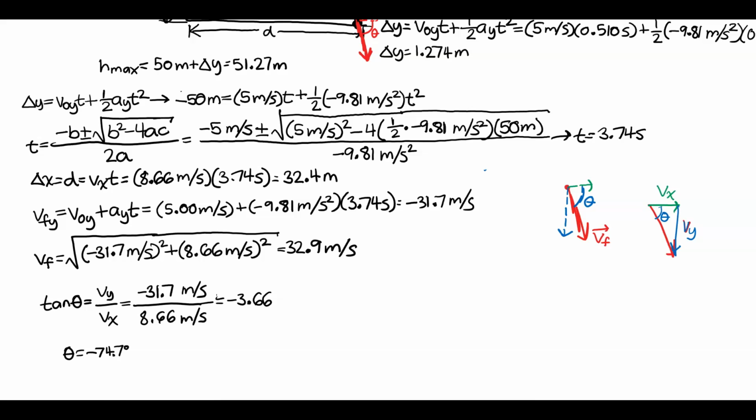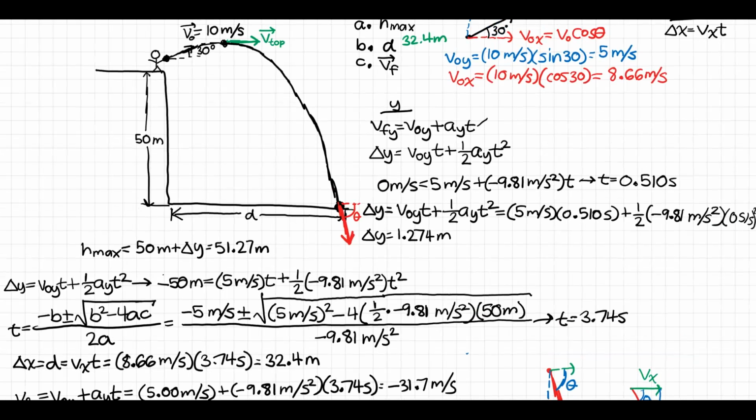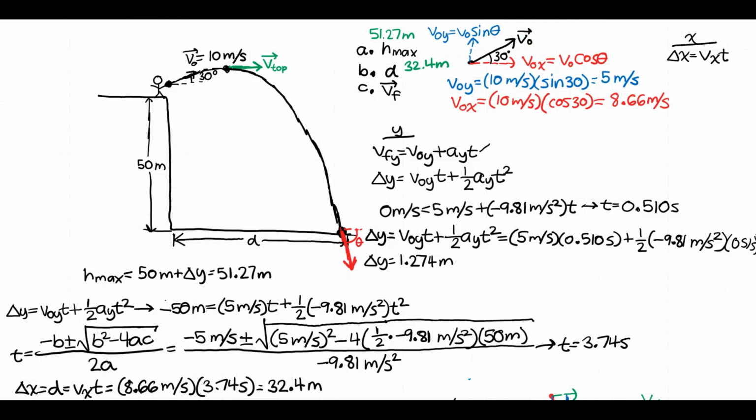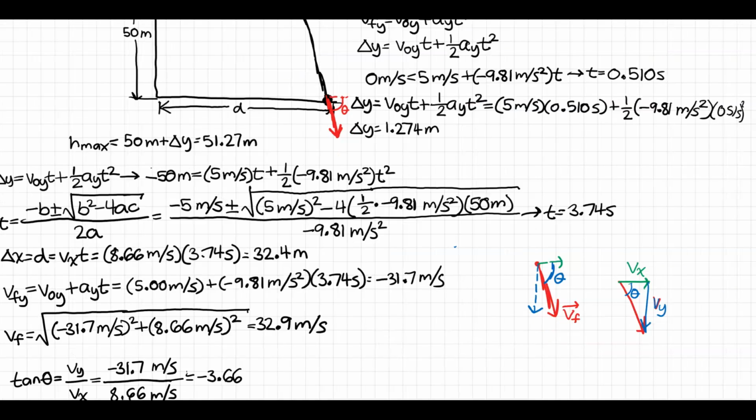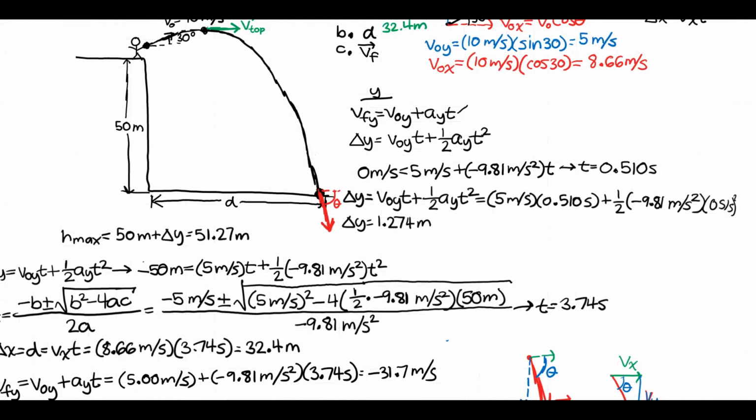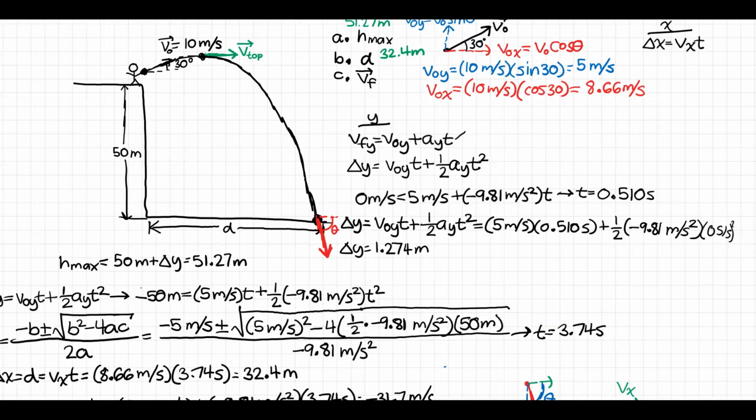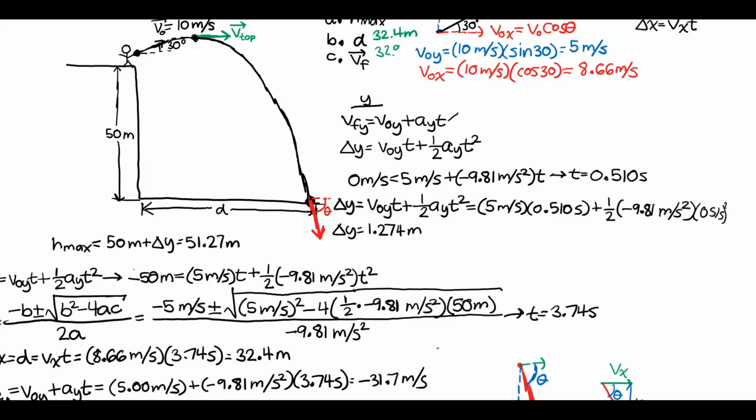So the magnitude is 32.9 meters per second, and theta is negative 74.7. So let's just write those answers here. And we are done. We just found a lot of these quantities just by using the component-wise definition of velocity vectors.